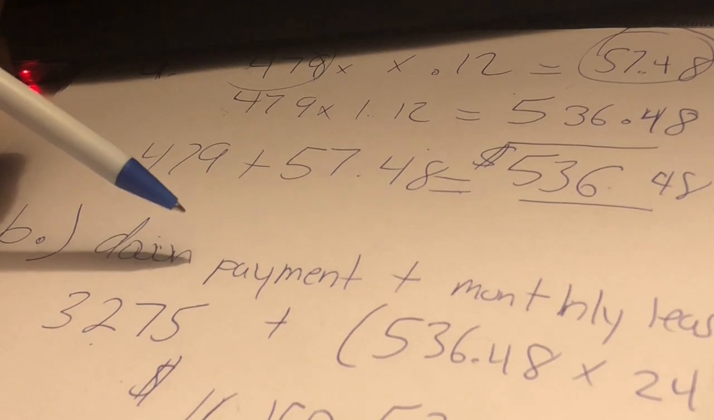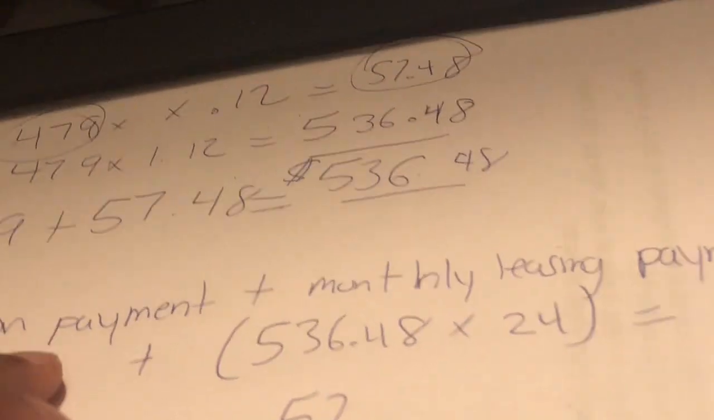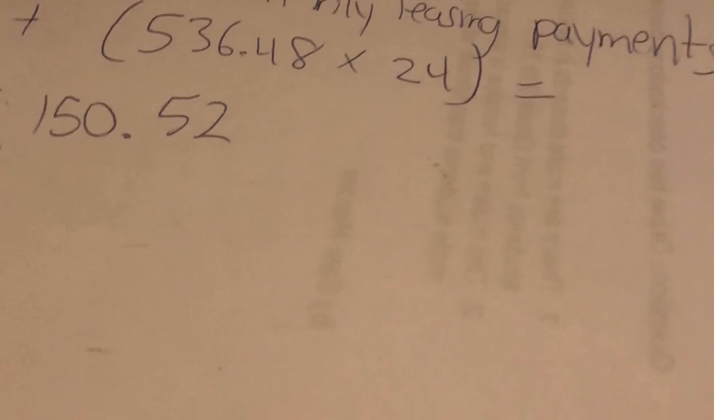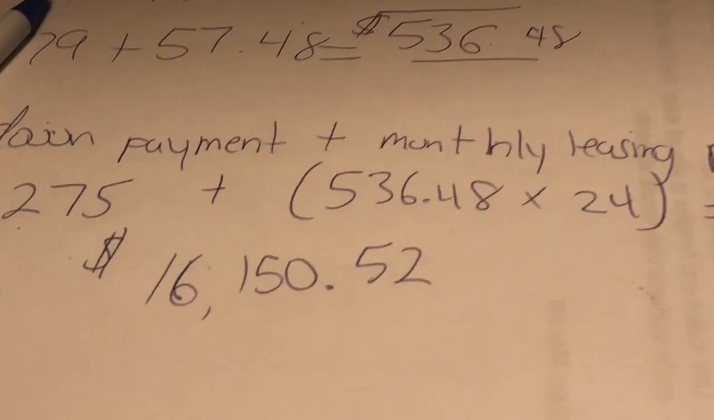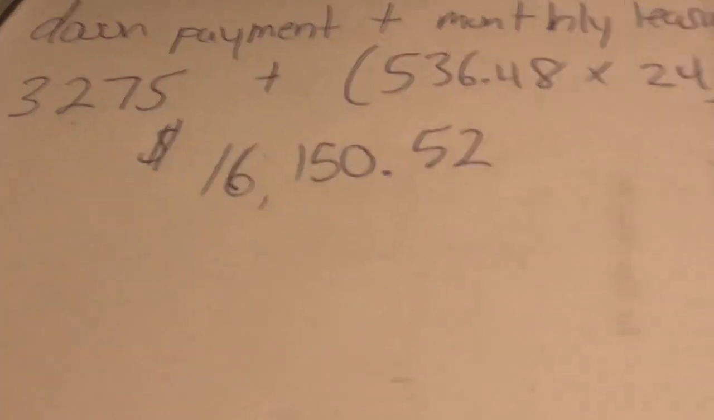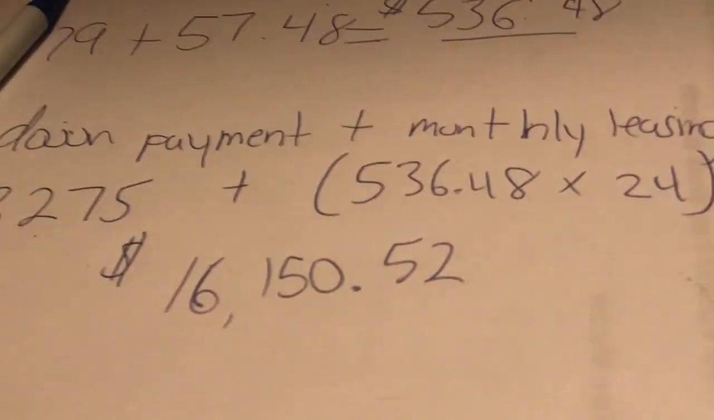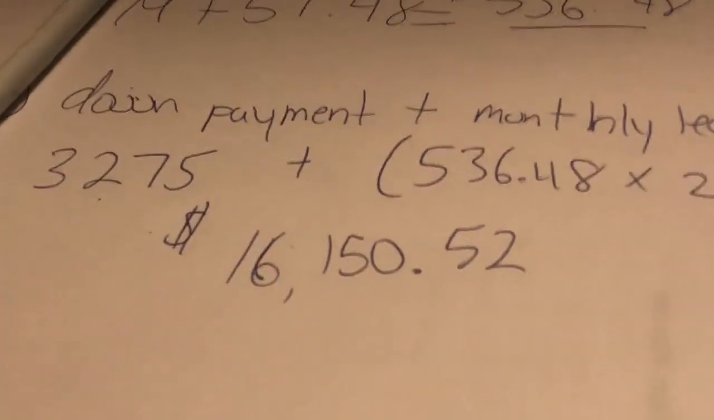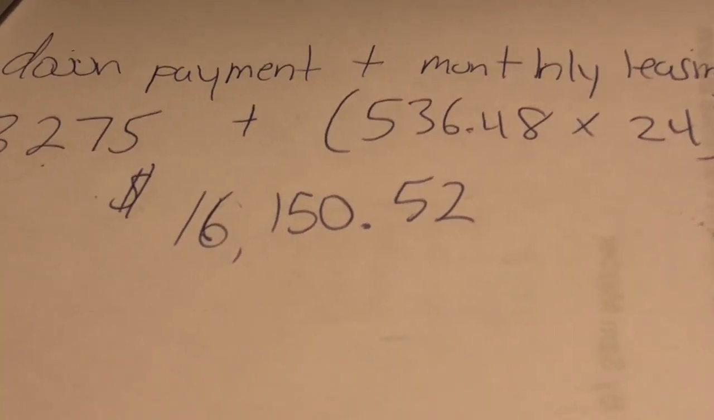Looking for the down payment, which was given, plus the monthly leasing payment multiplied by the number of months. The number of months could change depending on the contract you're dealing with here. I'm just fixing this up. Depending on the contract, it could be more months, could be fewer months, but you have to include the number of months in this case, plus the monthly payment. That should get you that.